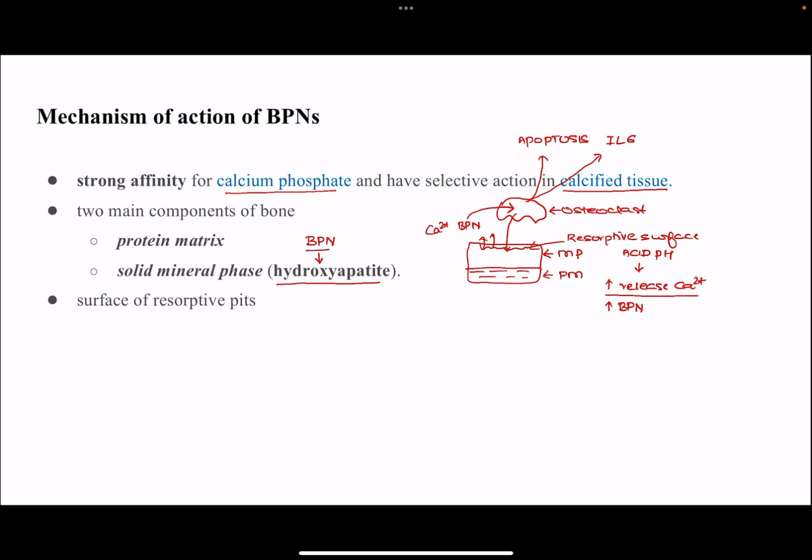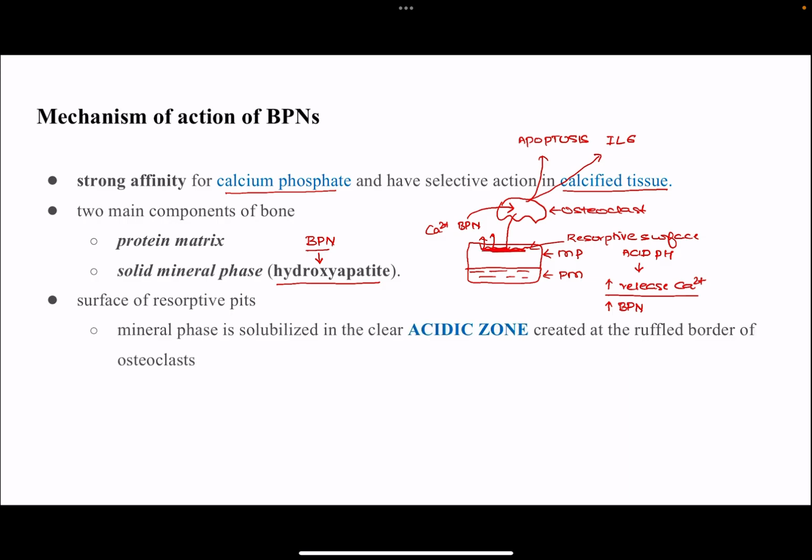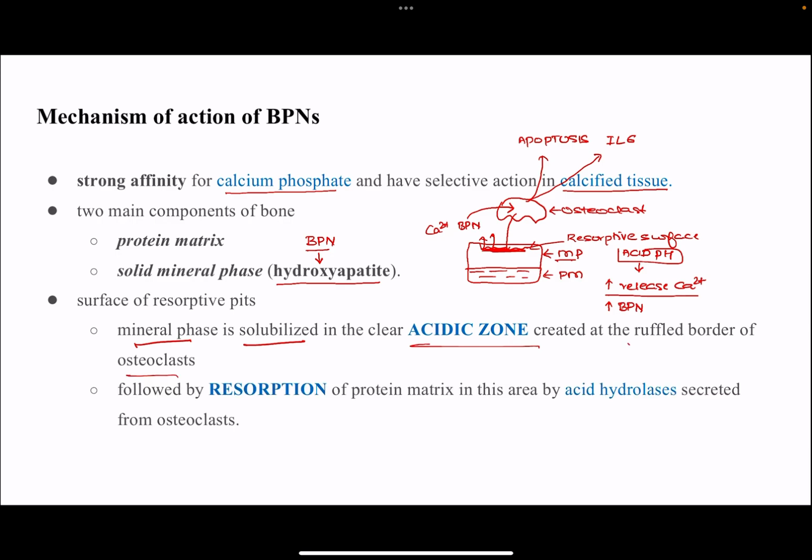So there are resorptive pits. So these are the resorptive pits. On the resorptive pits, what will happen? First, the mineral phase is solubilized by the acidic pH. The acidic zone is created by the osteoclast. This is followed by resorption of the protein also. Once it starts resorbing, it enters into the protein matrix layer.